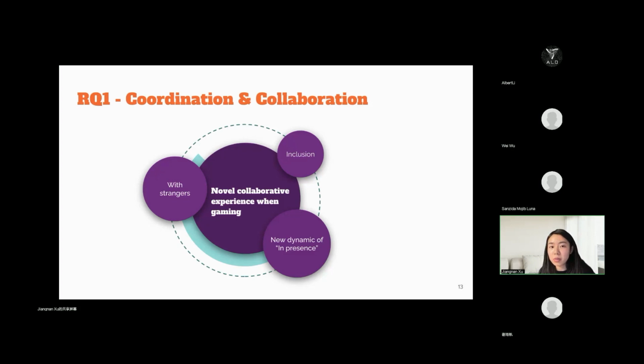They are not sure about playing with strangers because they care about winning the game. They want to have a very clear understanding of their teammates' game strategy and their game levels. So they don't want to have those unsure moments when matching with strangers.